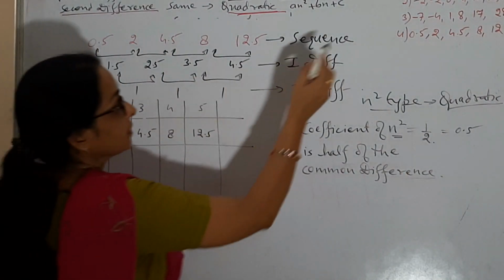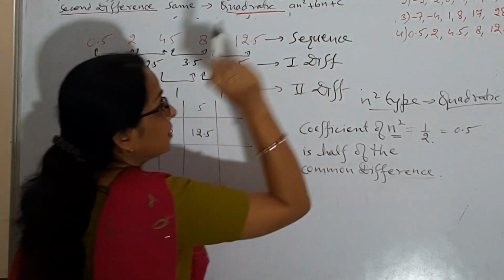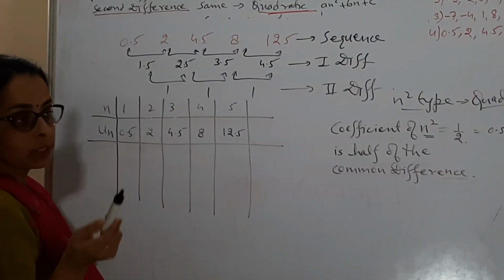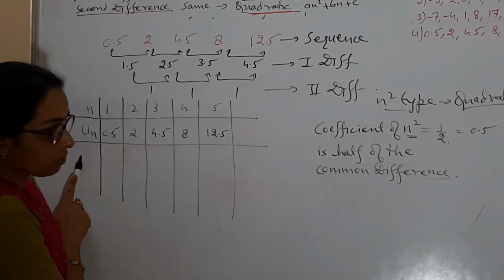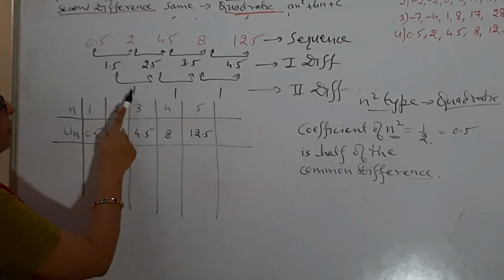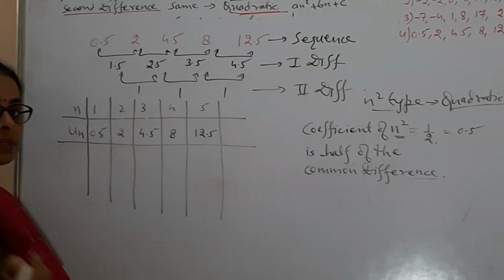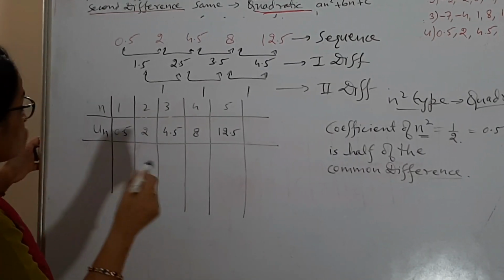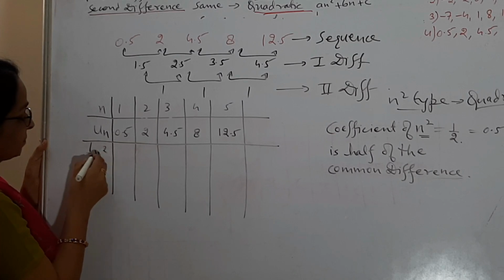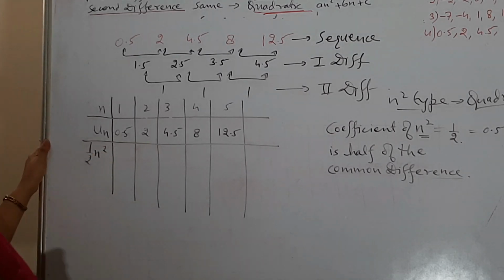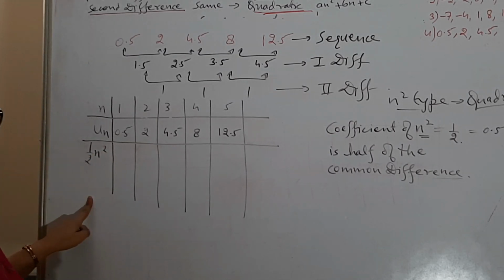In earlier cases we saw that the common difference was 2. So half of 2 is 1. That's why we used to write here n square. But here in this case our common difference is 1. So we have to take half of n square. It means that here we will write half n square. In place of n square we have to write here half n square.